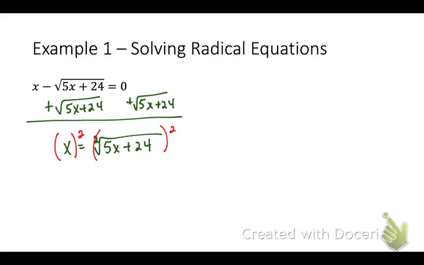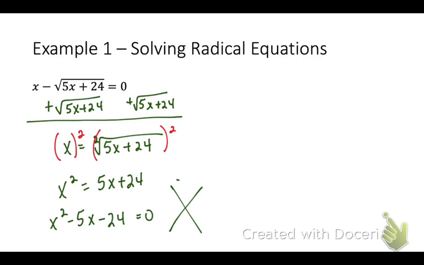When I do that, my square root and my squared cancel out, so I'm just going to get 5x plus 24 on the right. This is a quadratic that we're going to have to solve, so I'm going to move the 5x and the 24 over to the left side so that I can factor. I'm going to set up my x with negative 24 on the top and negative 5 in the bottom. The two numbers that multiply to negative 24 and add to negative 5 would be negative 8 and 3.